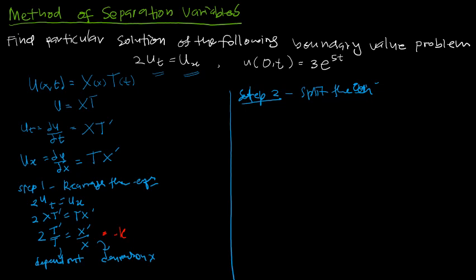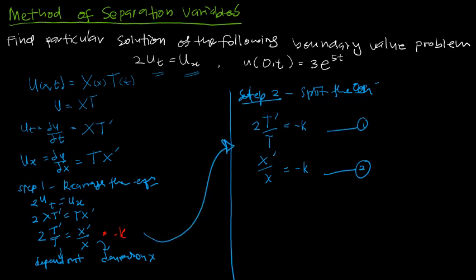Then we have the first one: 2t prime over t equal to negative k. We take only one side, and then we have the first equation. In the other equation, we will have x prime over x equal to negative k. This will become our second equation. Both equations satisfy the given formula here.